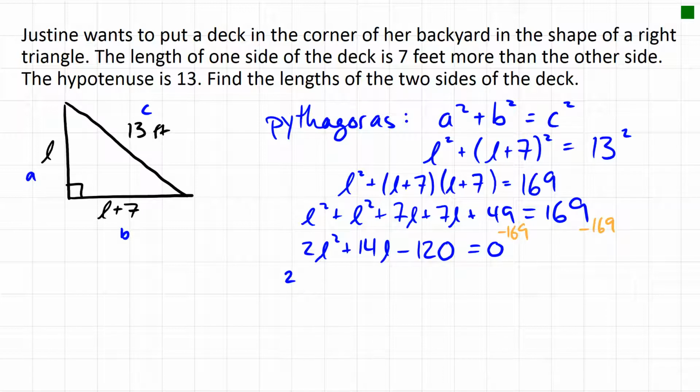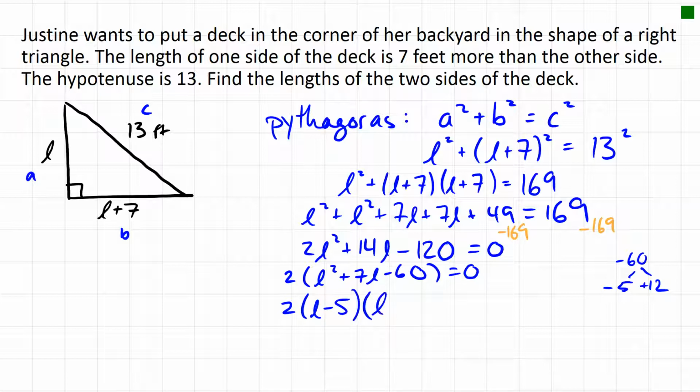And to start, I can pull off a factor of 2, which is nice, leaving me with L squared plus 7L minus 60. And now this is just a simple trinomial that I can factor. So I need numbers that multiply to negative 60 and add to 7. What should I try here? I'm going to try 5 and 12. And if I do negative 5 and plus 12, I get plus 7. So that would be L minus 5 and L plus 12.